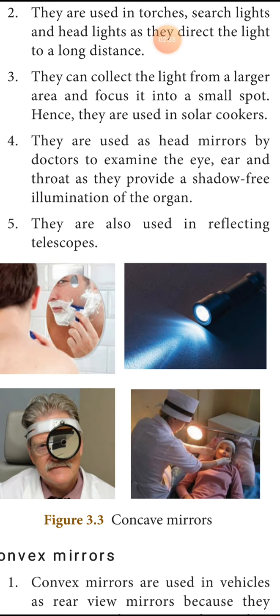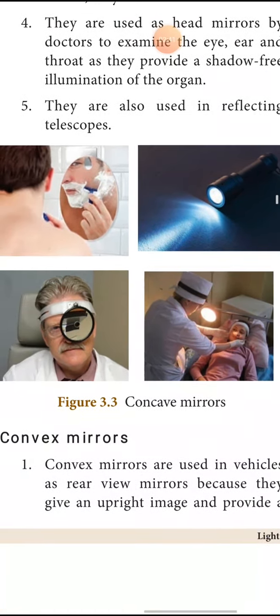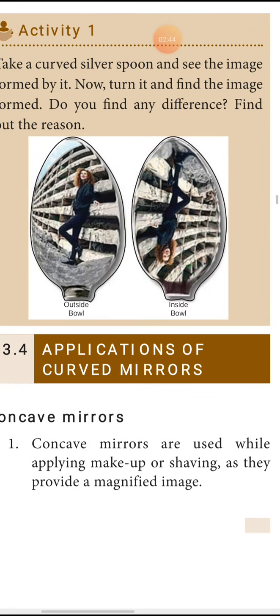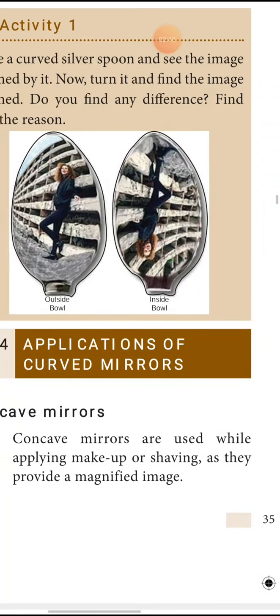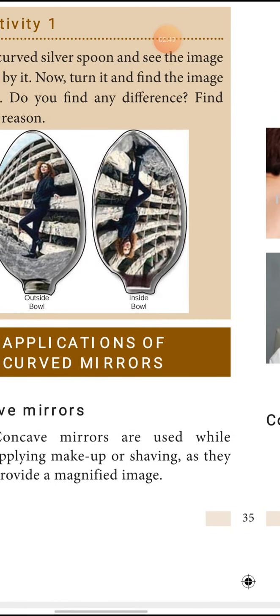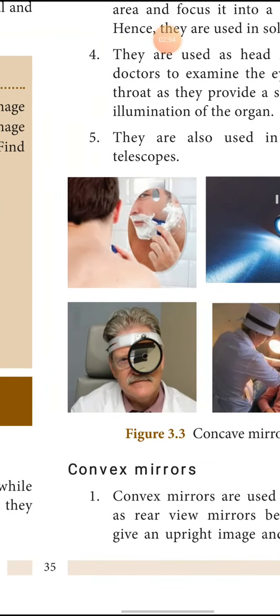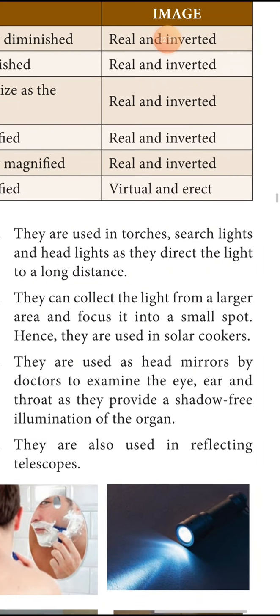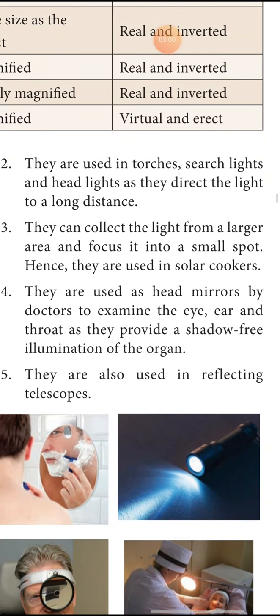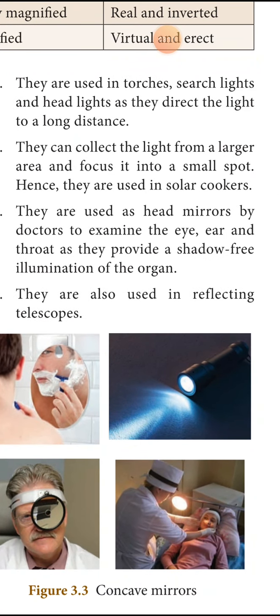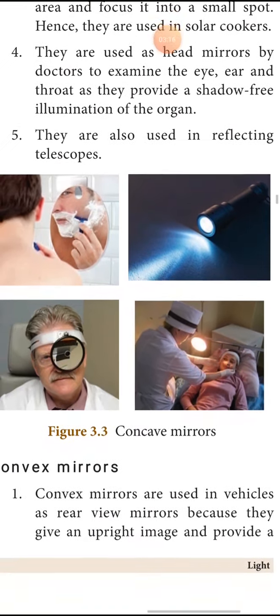You can include the dental use. They are also used in reflecting telescopes. So the concave mirror is widely used in our day-to-day life. They are used to provide the enlarged image in makeup or shaving. Second, they are used in torchlights because they direct the light over a long distance. Thirdly, they collect light from a large area and focus it into a small point, so they are used in a solar cooker. They are used by doctors to examine the eye, ear and throat. They are also used in reflecting telescopes.